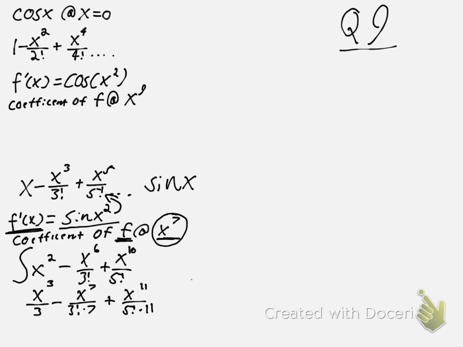And so now they ask us for the coefficient of f at x to the 7th power, and so here we have an x to the 7th power. So now we need to figure out what this coefficient is. 3 factorial is just 3 times 2 times 1, which is equal to 6. So then 6 times 7 is equal to 42. But we need to make sure that we put the negative value, because there's a negative right here. So our answer is negative 1 over 42 for the coefficient of f at x to the 7th.